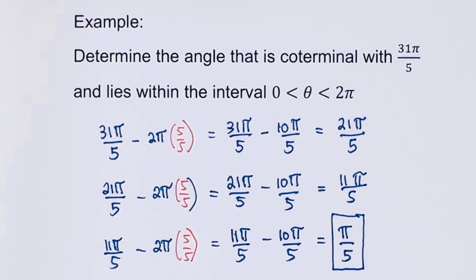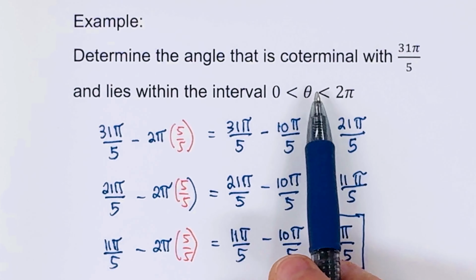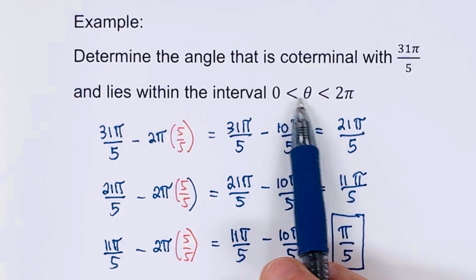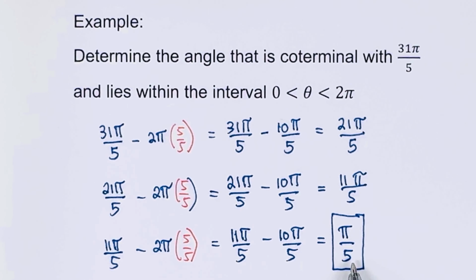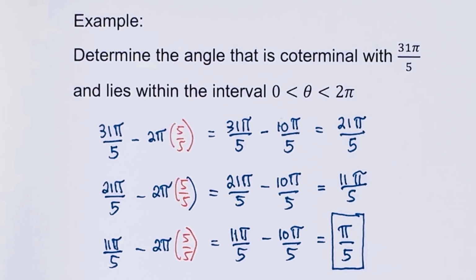So the coterminal angle that lies within the interval, where the coterminal angle is greater than 0 and less than 2 pi, is pi over 5. If we change this to degree value, this would be 36 degrees. So it's within 0 to 360 degrees. So that is how we determine coterminal angles and how to determine coterminal angles that have restrictions.